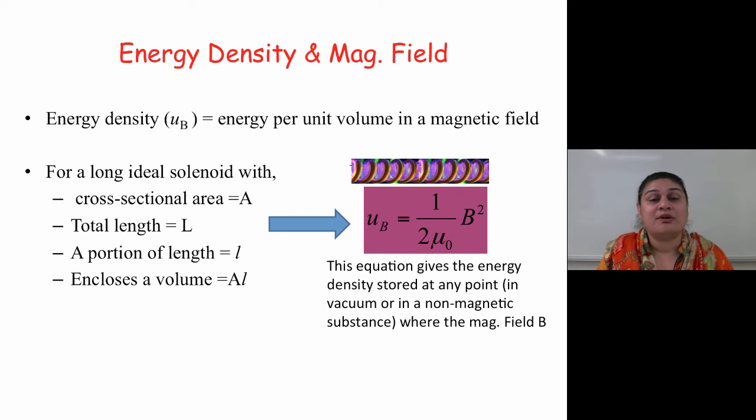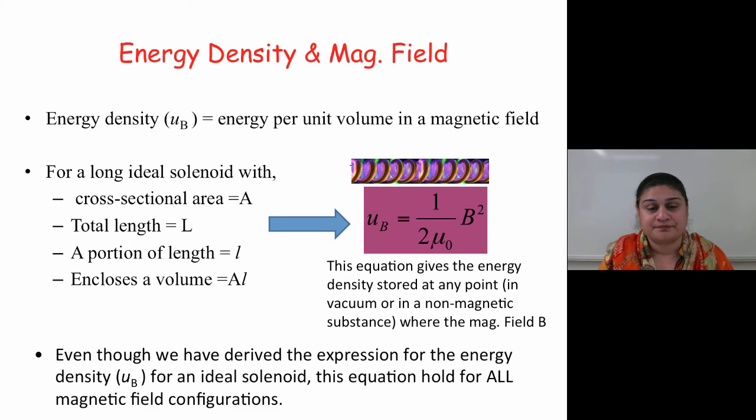Energy density, or the energy per unit volume in a magnetic field for an ideal long solenoid, will be given by this formula: U equals 1 over 2 mu naught B squared.